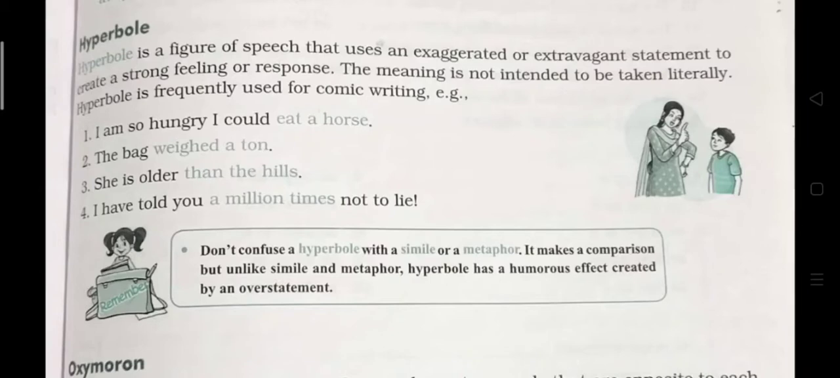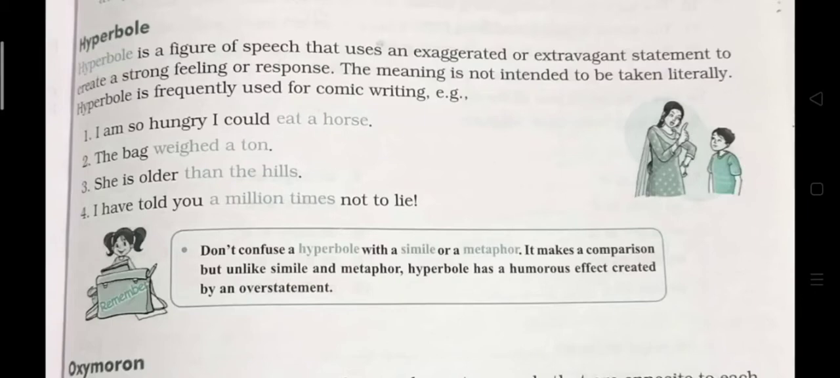She is older than the hills. Okay, hills are the oldest thing in our environment, in our surroundings. And can someone be as old as the hills? Not at all. You just want to say that she was very old. So you have compared her with hills. I have told you a million times not to lie.